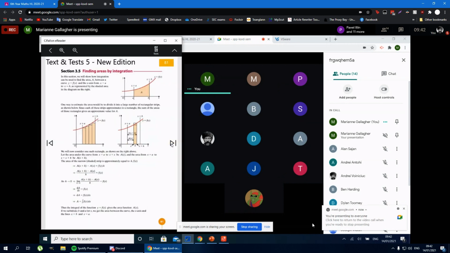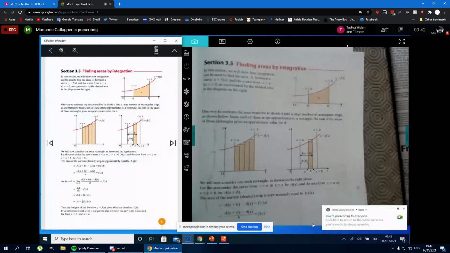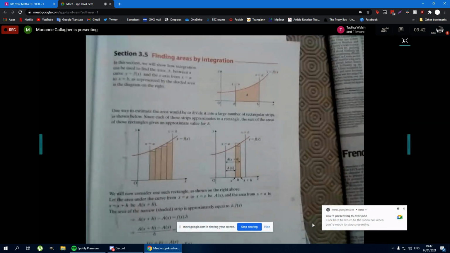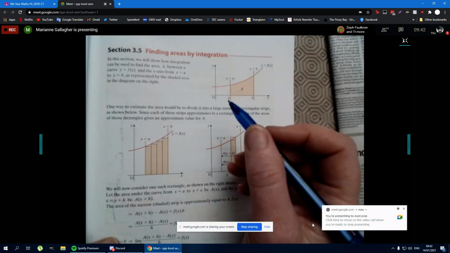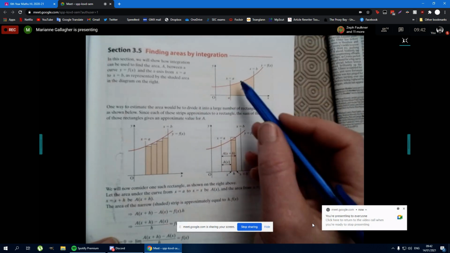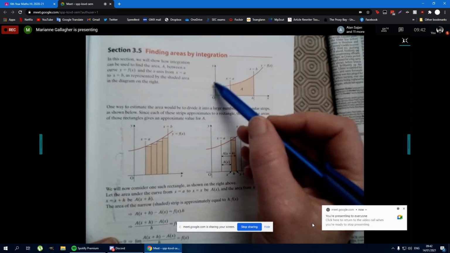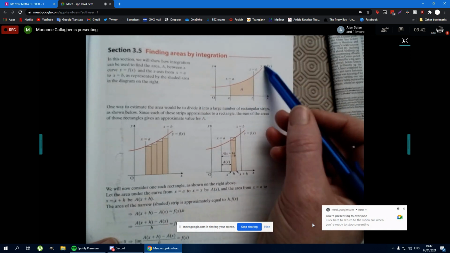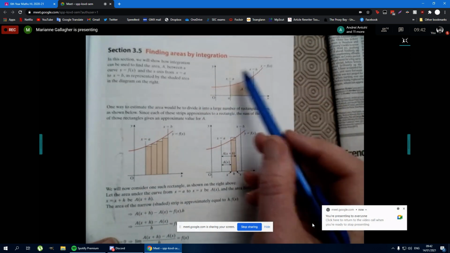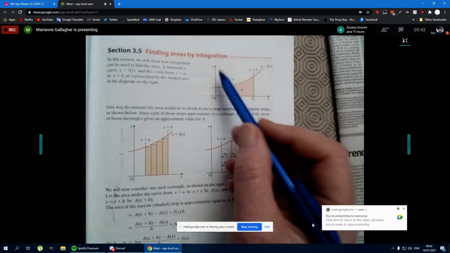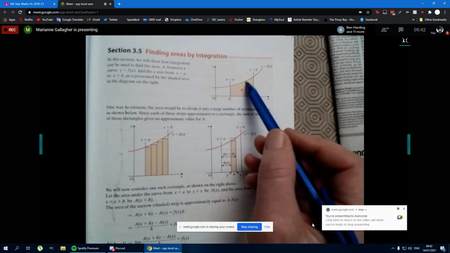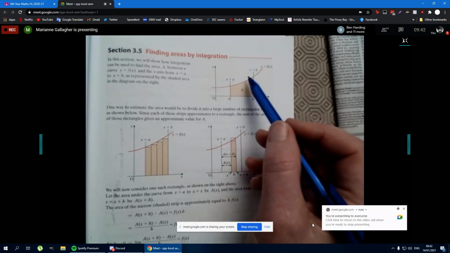And section 3.5. Actually, you know what? I'm going to put it up in the camera because it'll just give us a bigger picture. So finding areas by integration, as I said, is one of the main applications of integration. When you integrate, what you're actually doing is finding the area under a curve, under f of x, between 2 points. And usually it's 2 vertical lines. There is a way to do it horizontally as well, but you don't really have to worry about that.